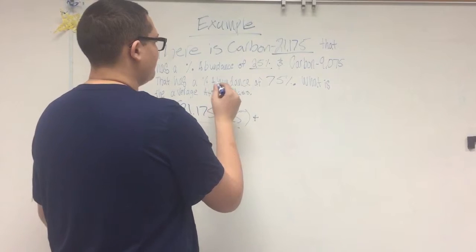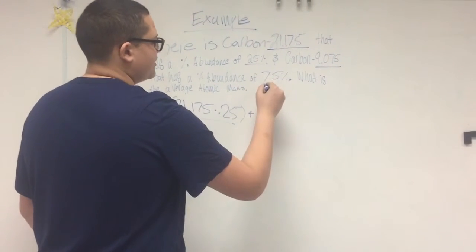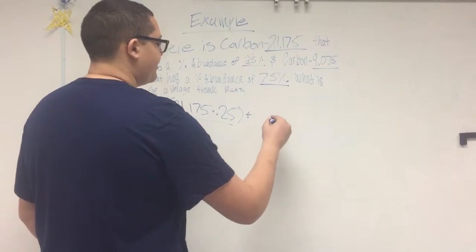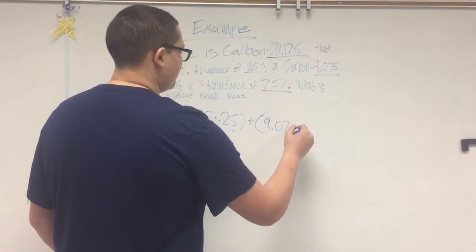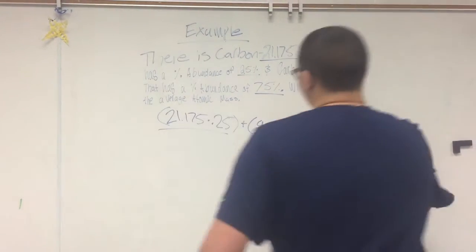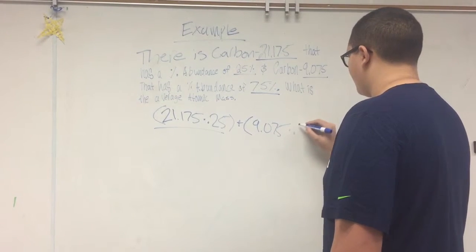carbon 9.075, and it has a percent abundance of 75%. So you write 9.075 times 0.75.